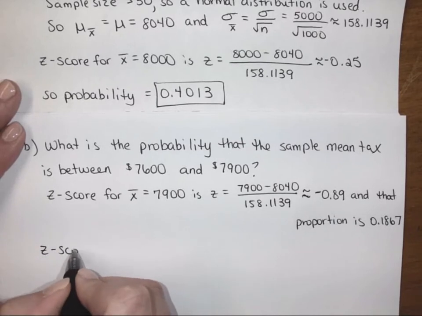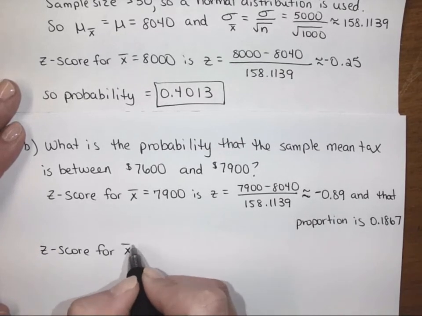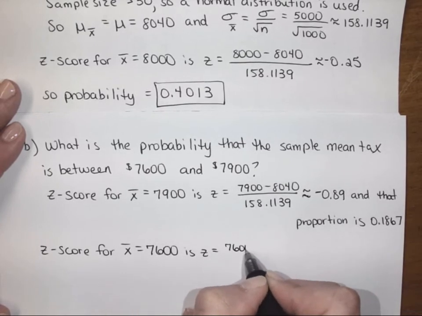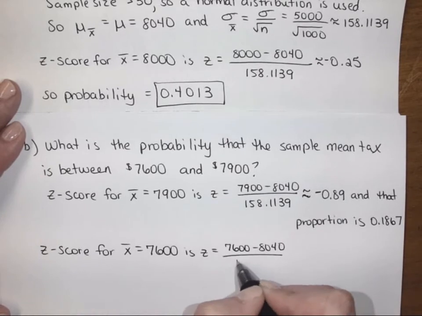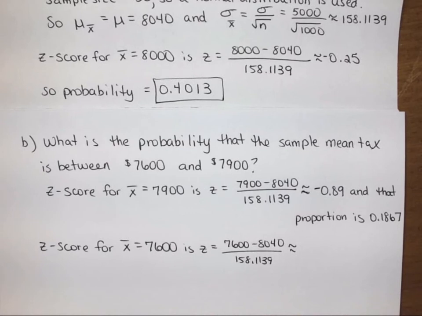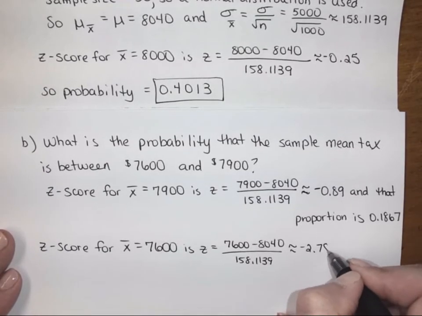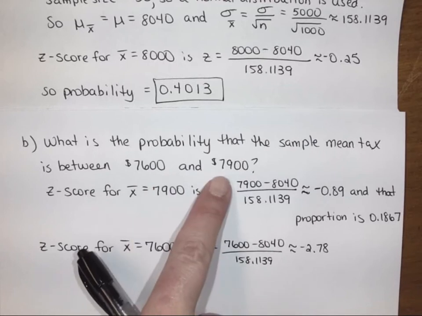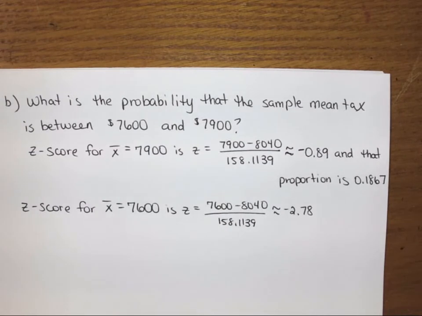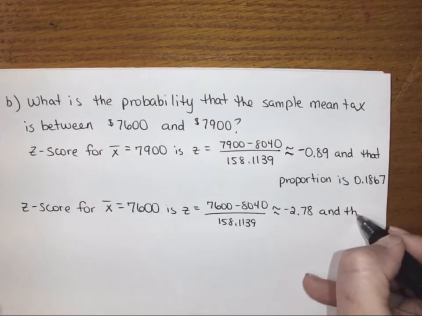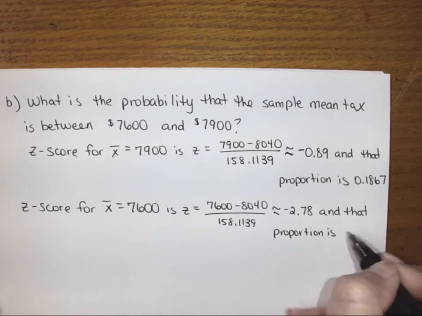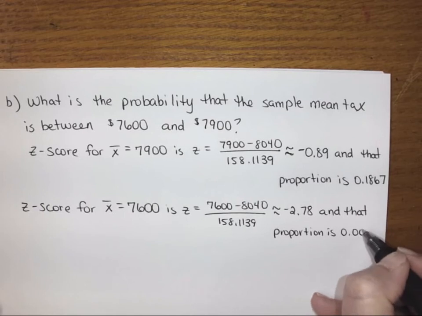Okay, so let's do the z-score for the smaller value. It's 7,600 minus the 8,040, again over the 158.1139. If you work that out, you're going to get negative 2.78. By the way, both of these z-scores were negative because both values are smaller than what we were expecting. We were expecting 8,040. So look on your chart, and that proportion is very small, 0.0027.